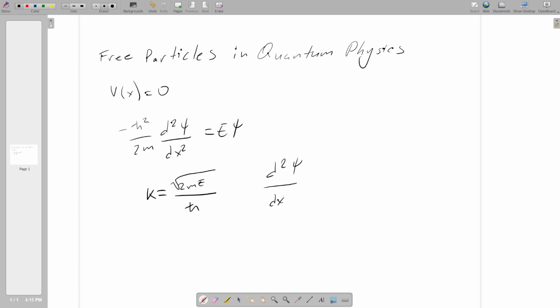We can reduce it to the second derivative of our function equals negative k squared times our function. So this has become a much more straightforward differential equation, and is really not that hard to put forth a solution for. So let's see if we can do that.